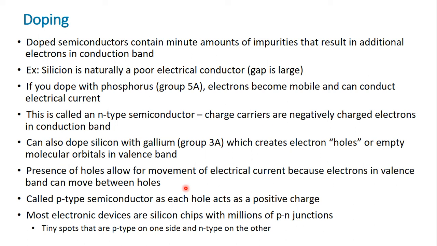And if you know anything about electronics, you know that they're made out of silicon chips. These silicon chips have millions of these p-type and n-type semiconductors right next to each other, which are called p-n junctions. This is how we conduct electricity in our electronic devices, by doping our semiconductors in a way to have an n-type right next to a p-type.